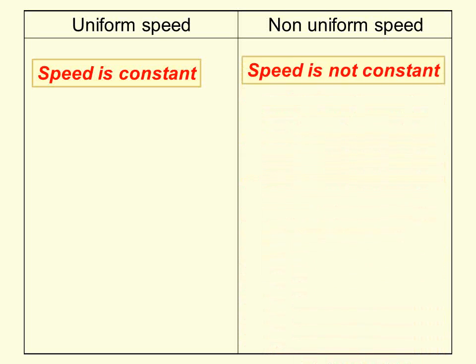Okay, the second one, non-uniform speed. Speed here is not constant. Why do we call it not constant? Because we cover equal distance in unequal time, or unequal distance in equal time.